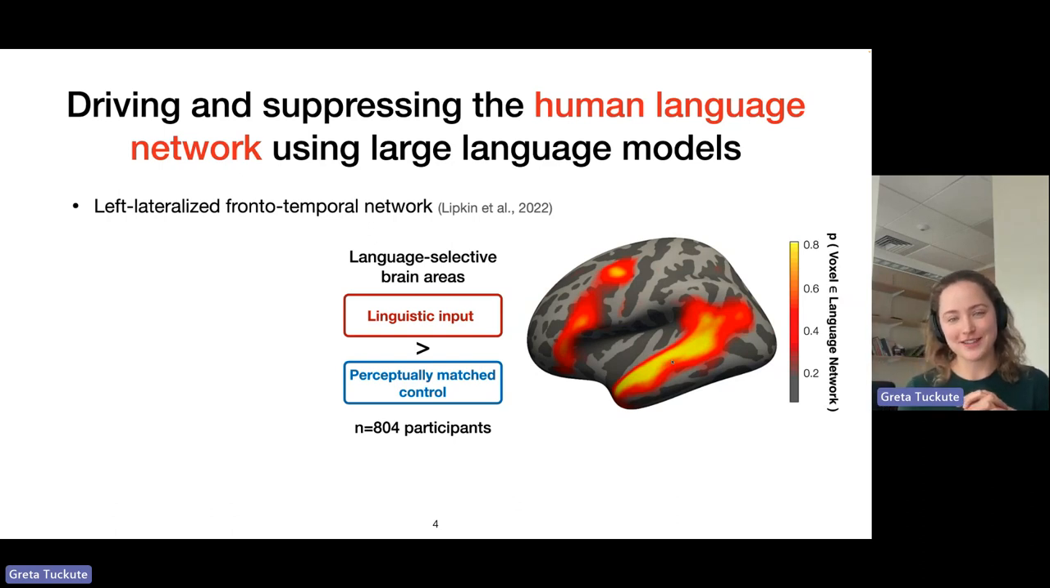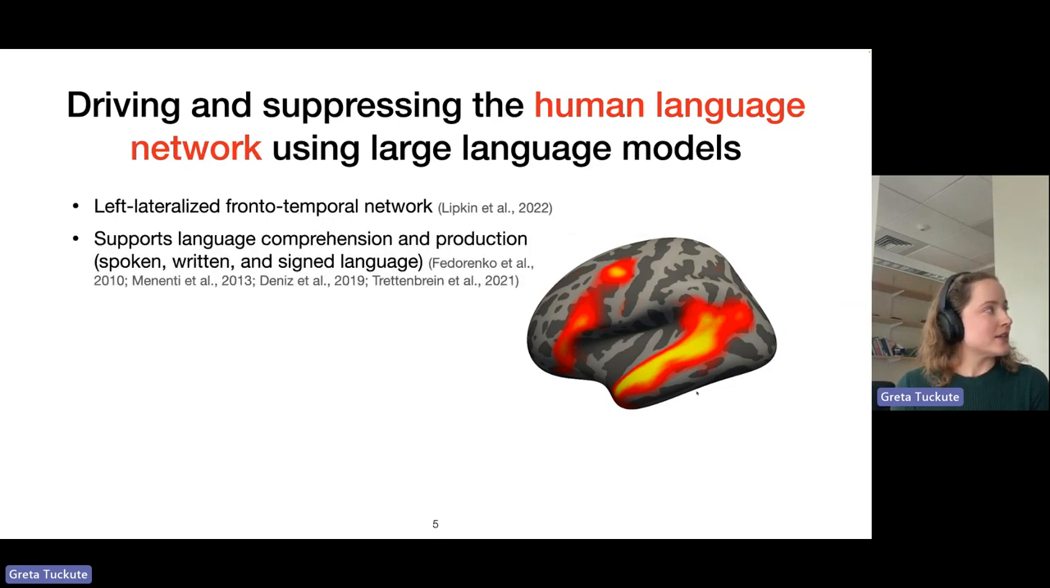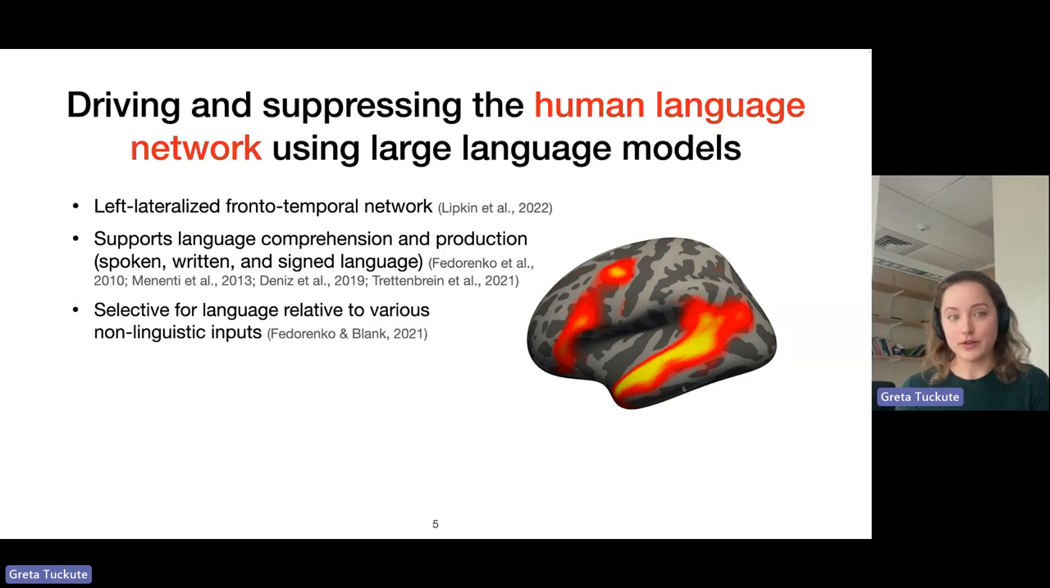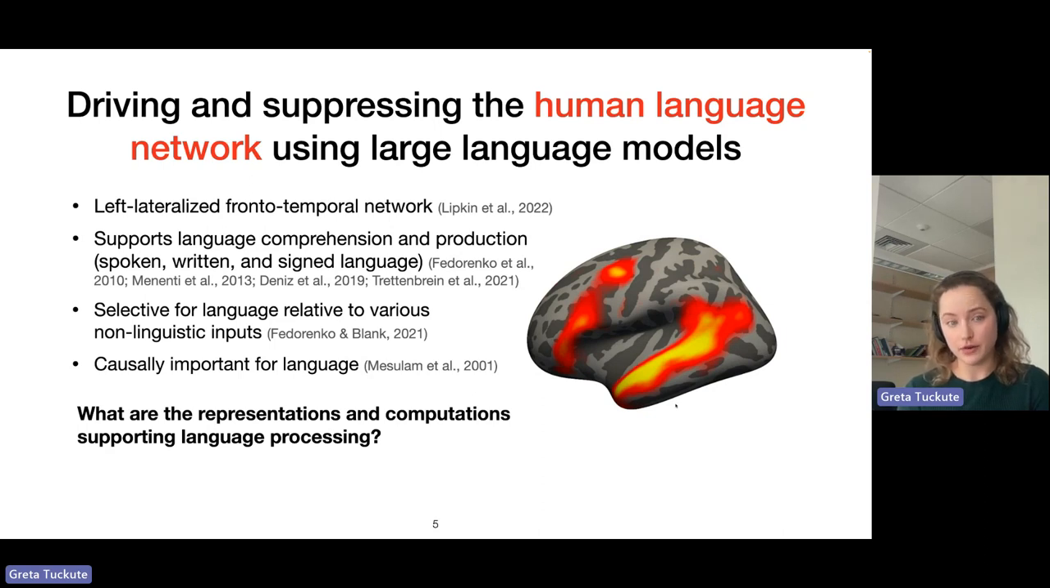So most individuals have this frontotemporal network in the brain that we use to process language. This network is known to support language comprehension and production of both spoken, written, and signed languages. And this network is very selective for language relative to various other inputs, meaning that other types of input, such as music or arithmetic, won't engage this network. And finally, if parts of this network are damaged in adulthood, we end up with linguistic deficits. However, even though we know that this network supports language processing, many aspects of the representations and algorithms that actually support language comprehension remain unknown. Basically, what is going on in this network when we process language? And this is the question that we try to tackle with the help of large language models.